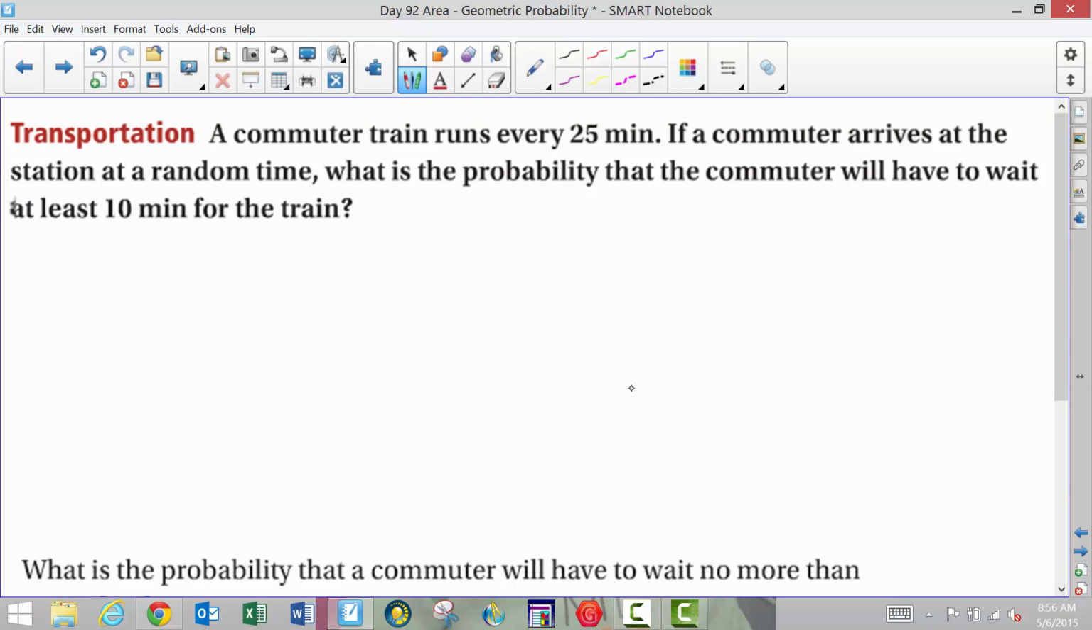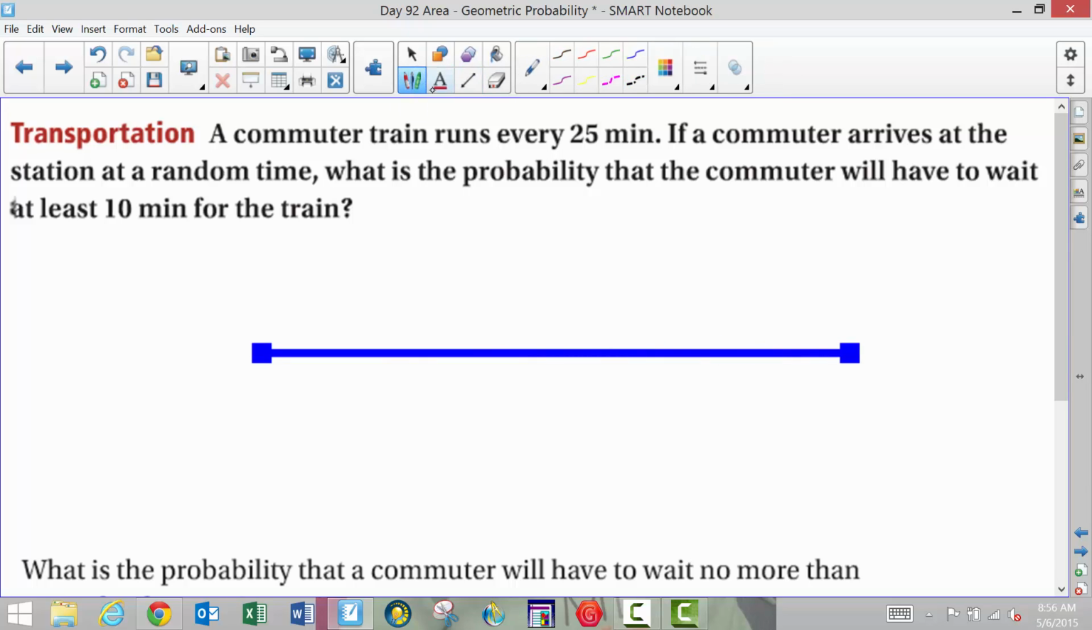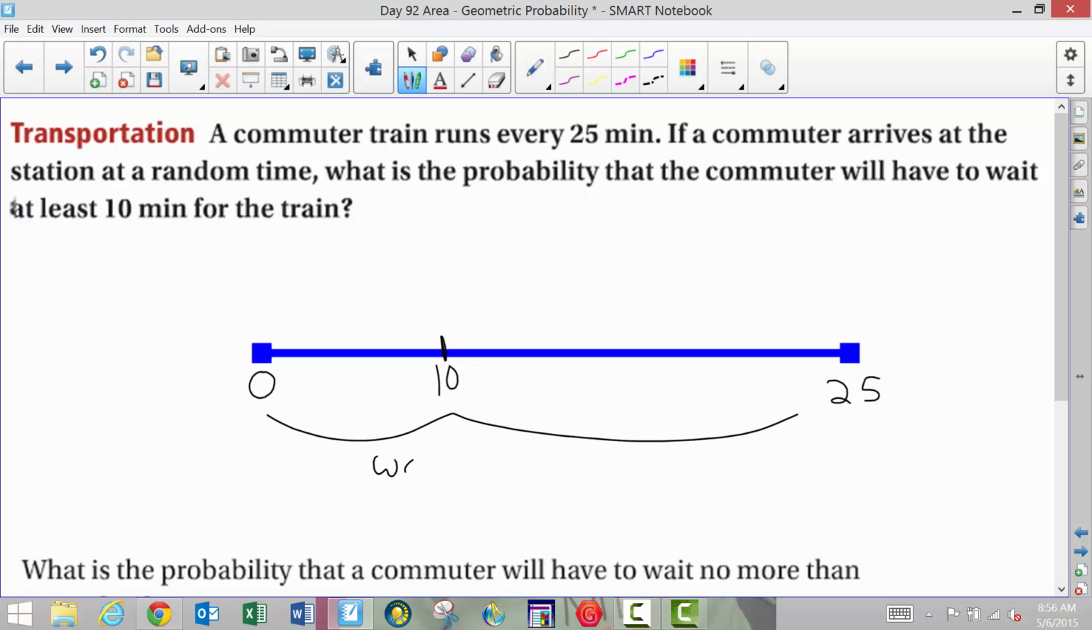Let's try a real-world application problem with trains. A commuter train runs every 25 minutes. If a commuter arrives at the station at a random time, what's the chance that he's going to have to wait at least 10 minutes? Well, let's draw in a number line. And this number line is representing how long he's going to wait. So he's either going to wait 0 or he's going to wait 25 minutes. So let's put 10 down. And this line represents the wait time. So what's the chance that this person, when he arrives at the train station, is going to wait at least 10 minutes?